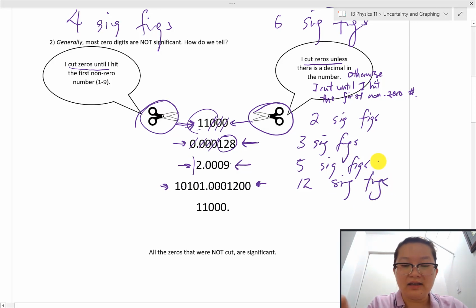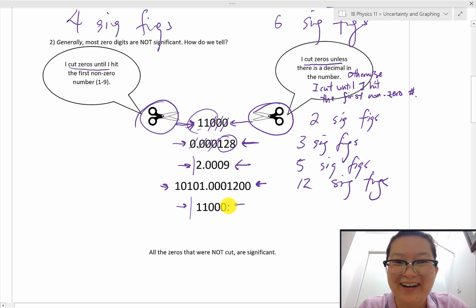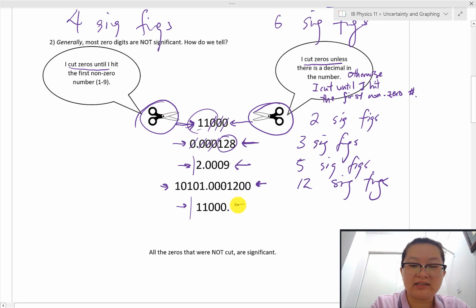Okay, and last but not least, we have this one. We have some scissors here, and we're going to do some cutting. It hits a number here, so it's not going to cut. And wait a minute, there's a decimal in that number, which means this scissor is not going to cut either. So this one has 1, 2, 3, 4, 5 sig figs.